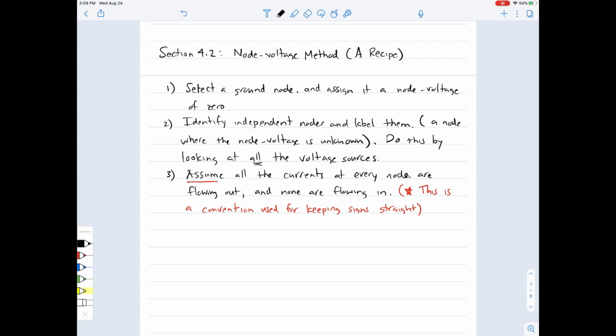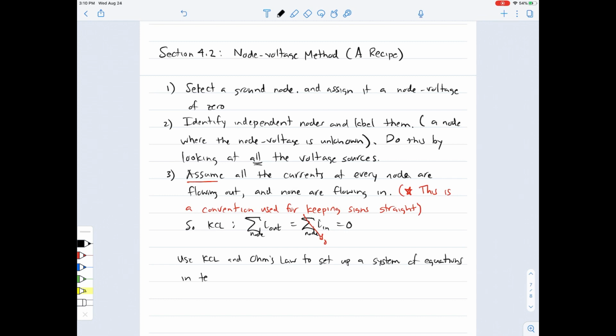This also means that KCL, which tells us that the sum of all of the currents flowing out of a node equals the sum of the currents flowing into the node, well, if none are flowing in, that means that this is equal to 0, and KCL simplifies, right? So we're actually going to use this version of KCL every single time we use the node voltage method. But we are going to use KCL and Ohm's law to set up a system of equations in terms of the node voltages.